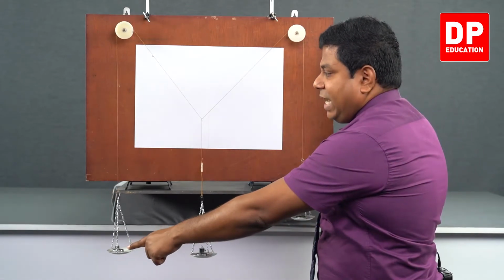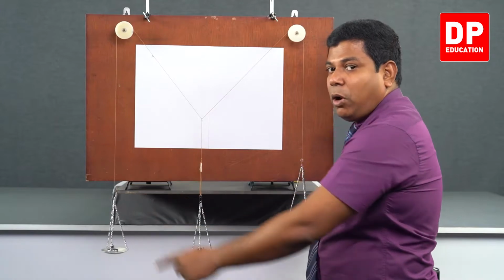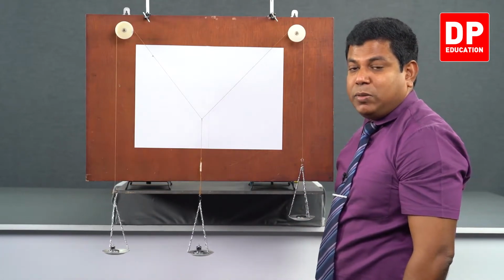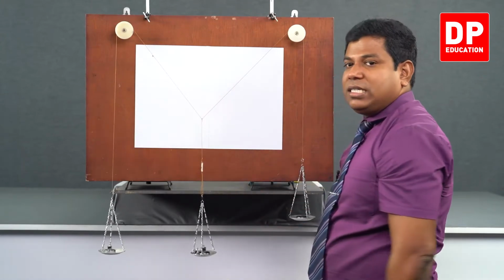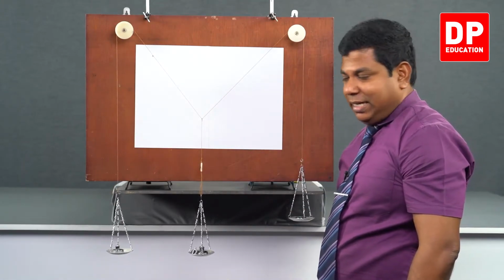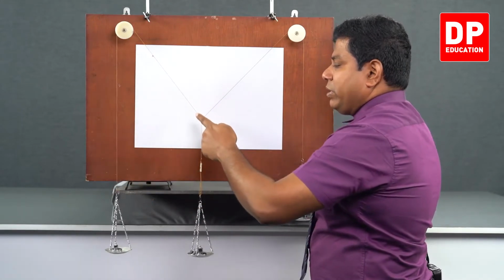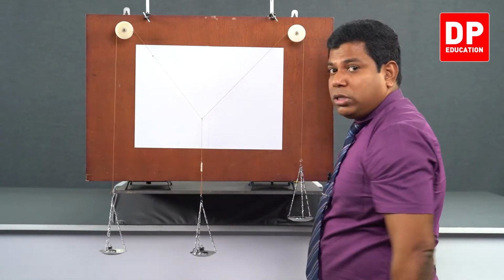Here I have 60 grams. So this string will have 0.6 Newton. 60 grams means 0.6 Newton. All this way up to here, it will have 0.6 Newton. Right? Same string, it comes from here to here, 0.6 Newton. Pulley is smooth, no friction.